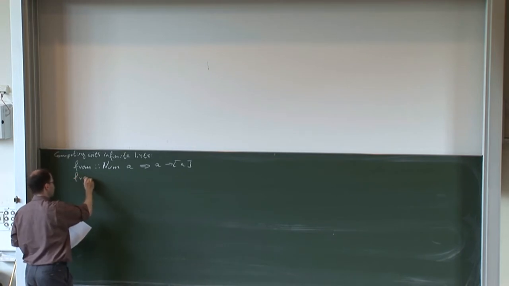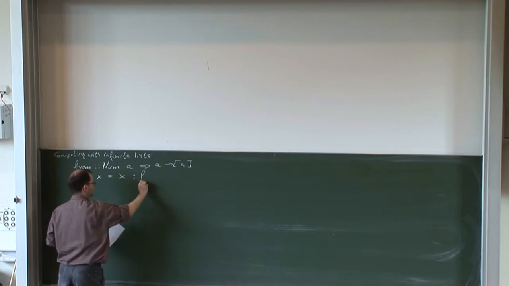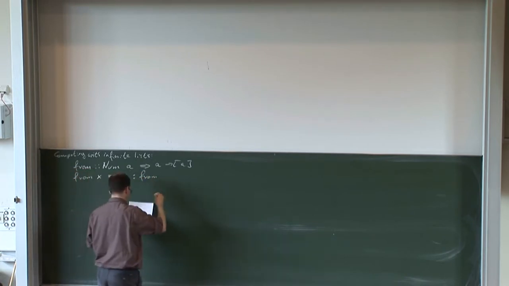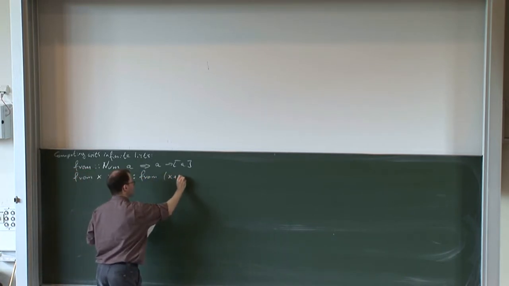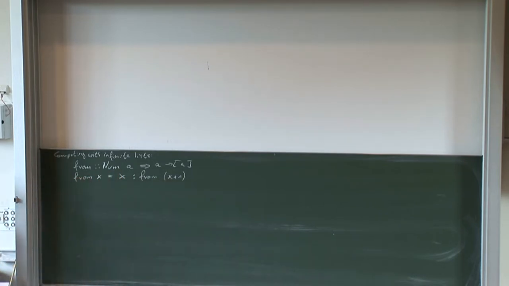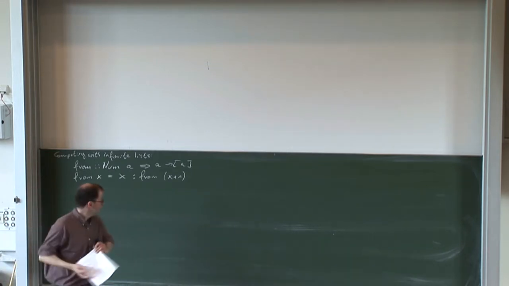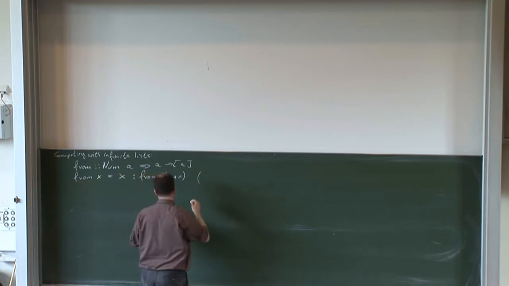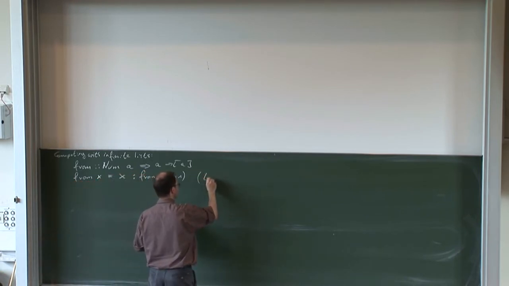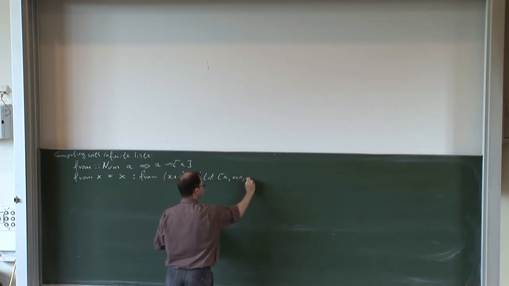And it simply works like this. If you give x to from, then it gives you the list which starts with x, and then from is called recursively with the argument x plus 1. So if you call from of 0, it will give you the list 0, 1, 2, 3, 4, 5, and so on. So this is the list x, x plus 1, x plus 2.